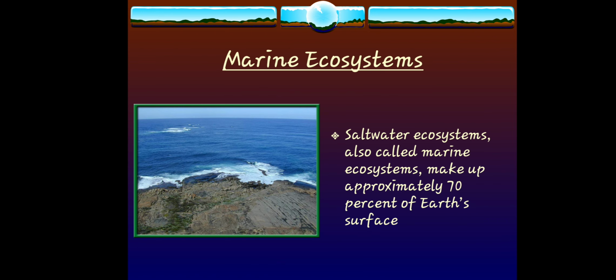Next, marine ecosystem. Pertaining to aquatic ecosystem, it is the saltwater ecosystem, also called marine ecosystem. It makes up approximately 70% of Earth's surface. So basically in the Philippines, we have marine ecosystem. Kasi Philippines is surrounded by salt water. Okay? So marine ecosystem is not new to us because the Philippines itself is surrounded by saltwater. Okay, that's it.